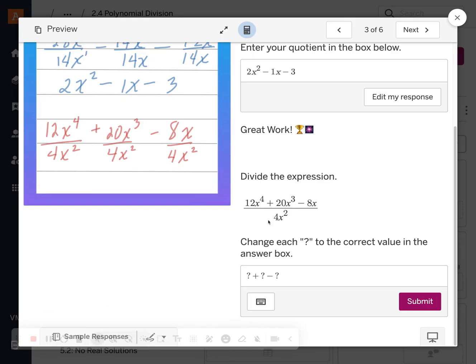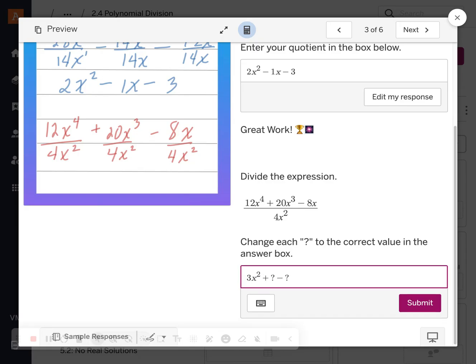All right, so I chose to write each term in my numerator divided by that denominator. And now I'm going to look at my expression and divide my coefficients. 12 divided by 4 is 3. I'm going to subtract my exponents. x to the fourth divided by x squared is x squared. Next term, 20 divided by 4 is 5. x cubed divided by x squared is x to the 3 minus 2, or x to the first. Now we don't typically say x to the first, we typically just say x.